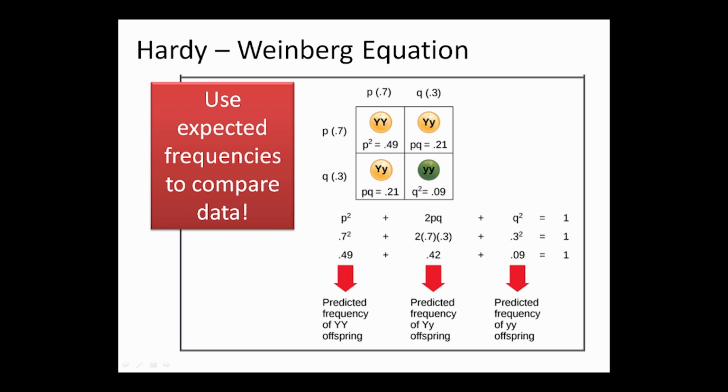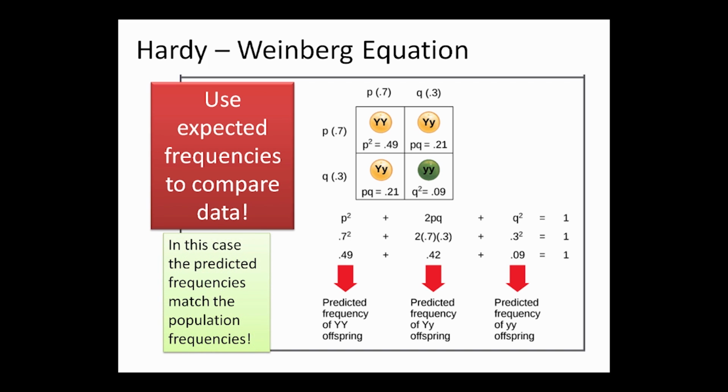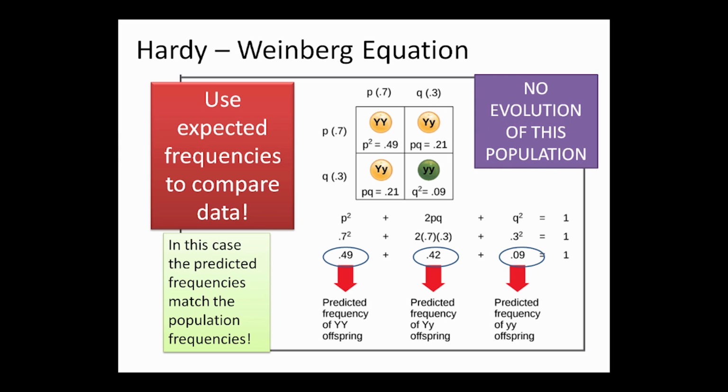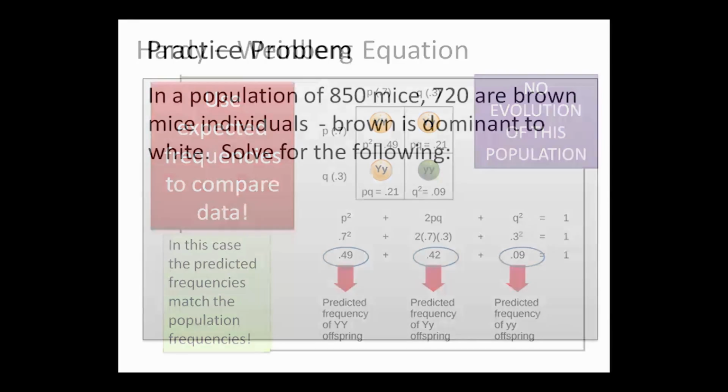What do I get? I plug in my numbers, my p squared plus my 2pq plus my q squared. And in this instance, my frequencies match my offspring. So my frequencies of my offspring match my parent data. So when the frequencies are equal like this, no evolution of this population. Okay, if I had data from a real population, I would do this process and then calculate out what I would expect, and then if my values were different, then there would be evolution. But since they're the same, there is no evolution.